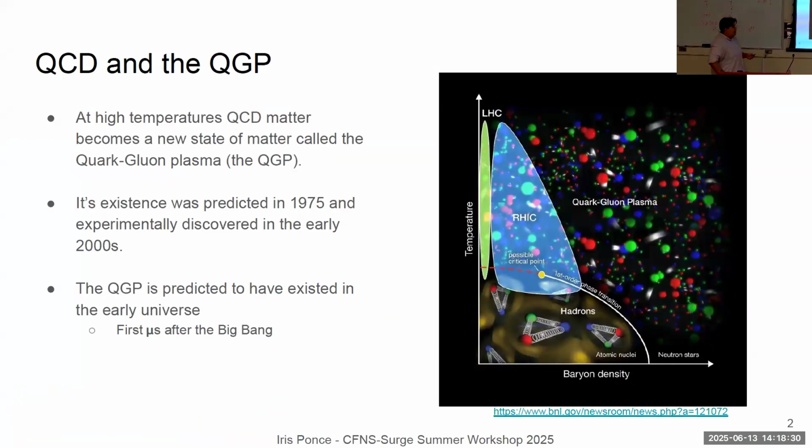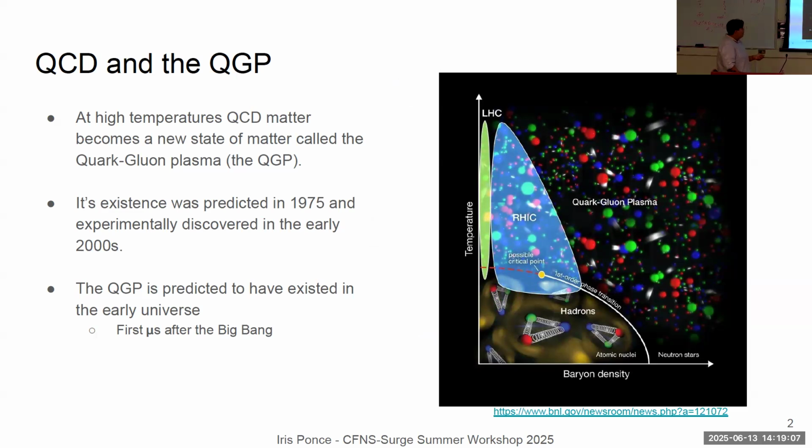A little bit of background, so we're going to change gears a little bit. A lot of the time, what we've been talking about, we haven't really cared much about QGP. But the idea here is that at these high temperatures, this QCD matter becomes a new state that we call the quark-gluon plasma. We predicted its existence in 1975, but it wasn't discovered experimentally until the 2000s. We also believe it existed in the first microseconds after the Big Bang.